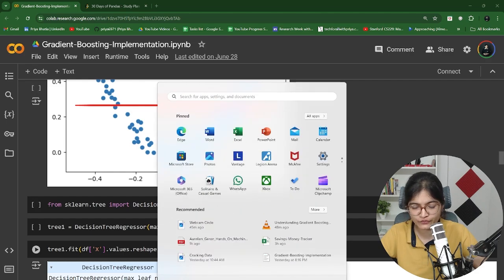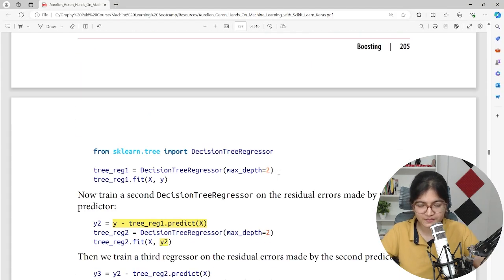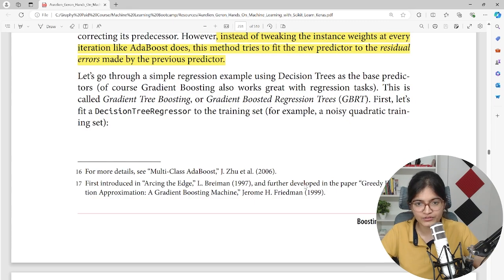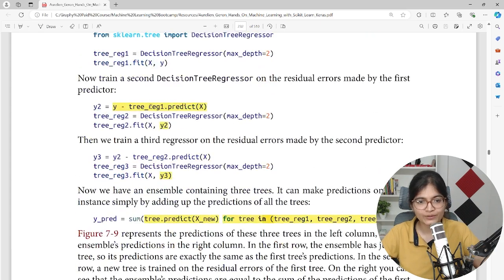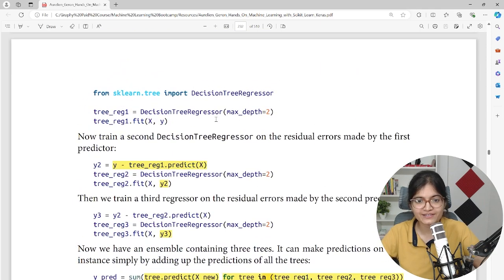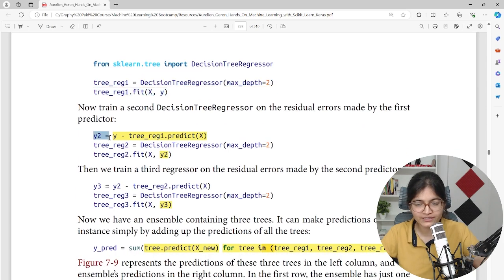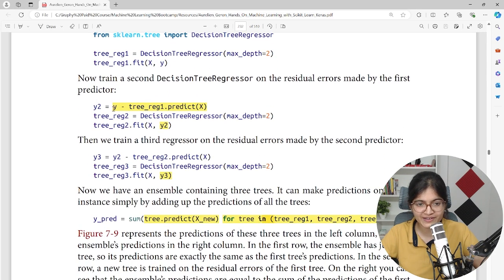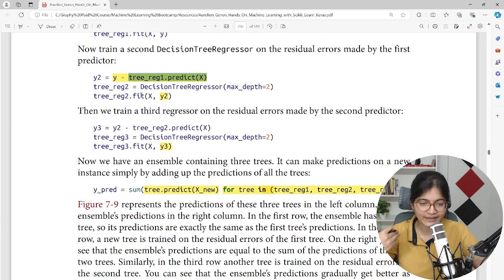One thing I want to share with you all is, please do refer to this specific book as well, for reading about how this algorithm works. What they are saying is, this is called gradient boosted regression trees. At every iteration, you train a decision tree, then evaluate the residual errors, which is the difference between the actual and the prediction by the given model. In the next iteration, that is the core idea, we give the value of Y2 as the output.